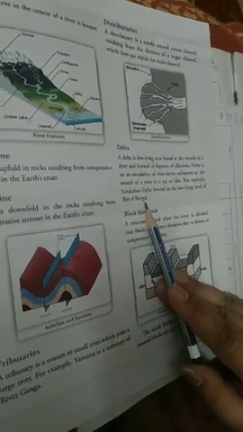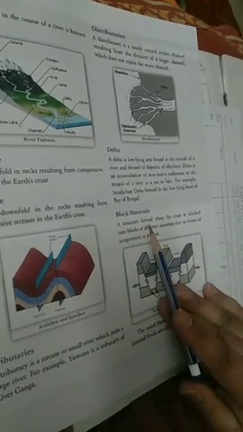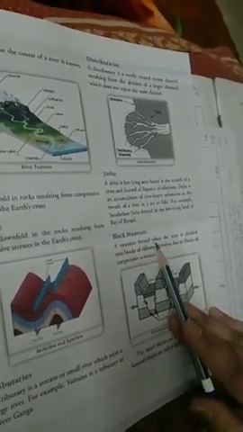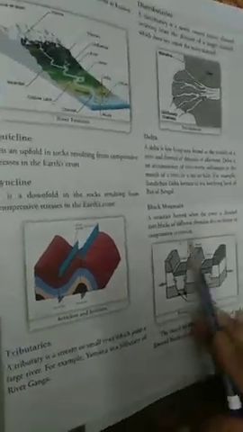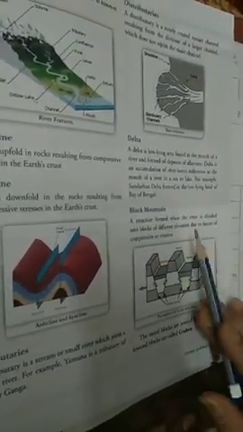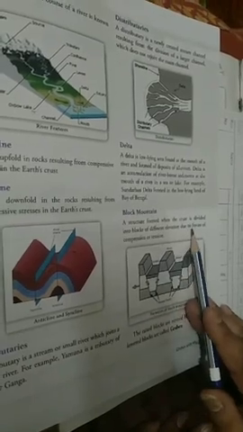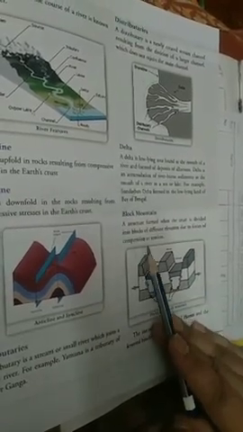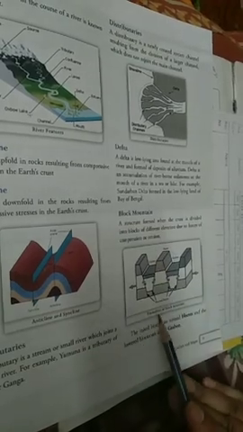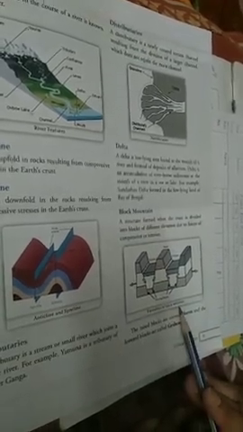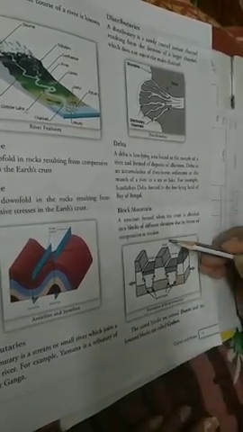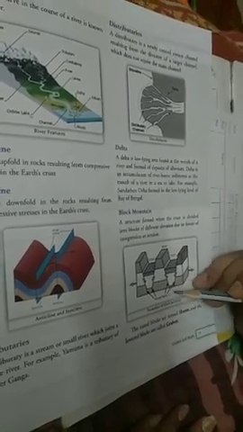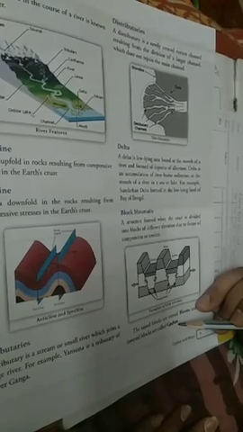Now, the next is the block mountain. A block mountain is a structure formed when the crust is divided into different blocks as a result of forces of compression or tension. So you can see over here formation of the block mountain. The raised blocks, what are they known as? They are known as horsts. And the lowered blocks, what are they known as? Graben.